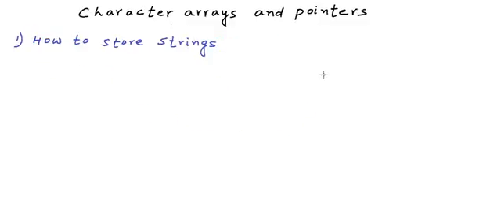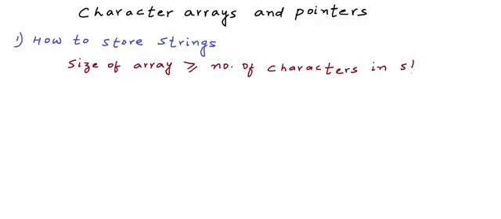To be able to store a string in a character array, the first requirement is that the character array should be large enough to accommodate the string. And what is a large enough character array? A large enough character array is a character array of size greater than or equal to the number of characters in the string plus 1. So let's say if our string is a name of 4 characters like John, then the size of the array should be greater than or equal to 5.